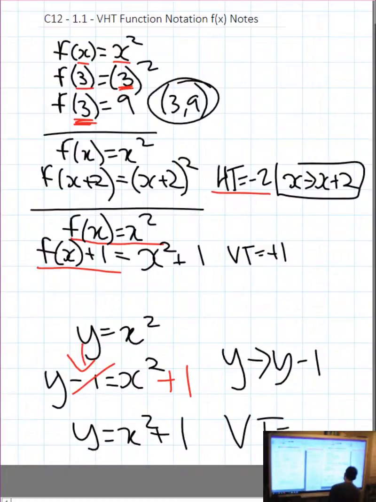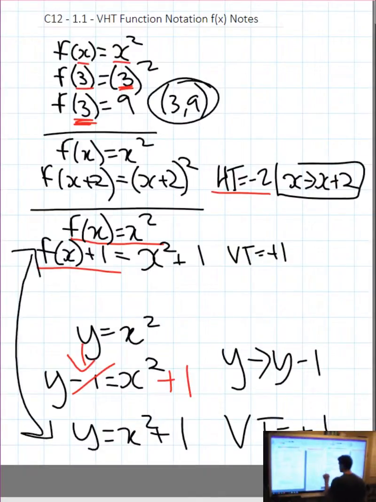a vertical translation equaling +1. So be very comfortable with function notation and variable notation, and how they're extremely similar. But usually variable notation is easier for students to work with.